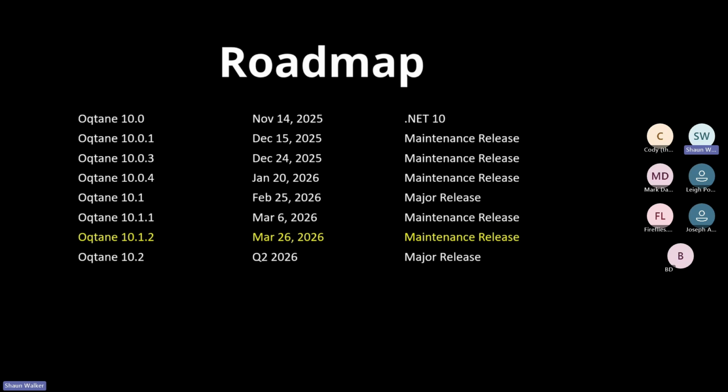So, roadmap. Obviously the release that's available right now is 10.1.2. I would expect 10.2, which I mentioned will be in Q2. May is obviously in the middle of Q2, so I think it'll be released in May. In the meantime, between 10.1.2 and 10.2, there have been .NET SDK 10.0.6 and 10.0.7 releases. And so I guess probably the sooner that we can have a release of Oqtane, the better.